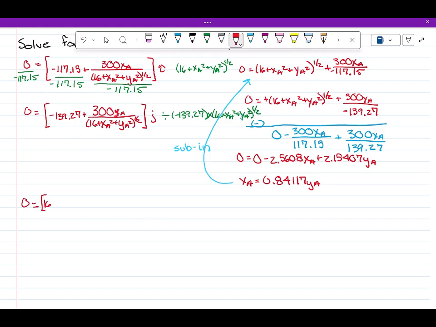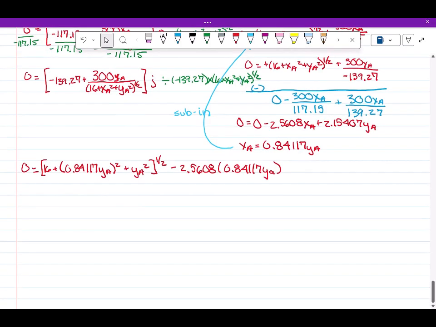Next, I substitute that into my first equation, and I can solve for ya. Substituting in gives me 0 equals the square root of 16 plus 0.84117 ya squared plus ya squared minus 2.5608 times 0.84117 ya. Then I want to gather my like terms, and I have 0 equals the square root of 16 plus 1.7076 ya squared minus 2.5407 ya.